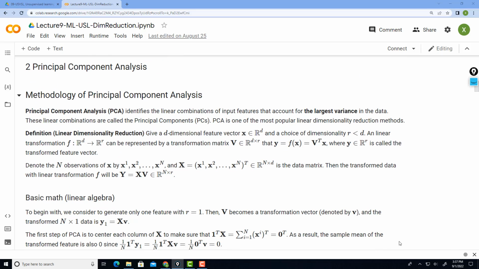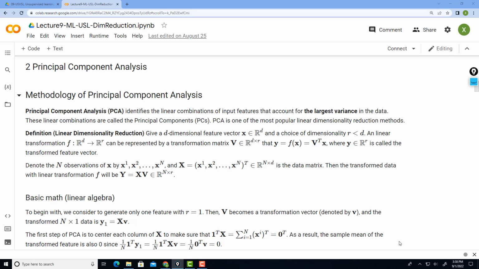So let's try to start the introduction of principal component analysis. Essentially, we're trying to find a linear projection operator to project the originally observed input feature vectors into the subspace. Because it's a linear projection, the functional form of this linear projection is essentially the linear combinations of original observed features.